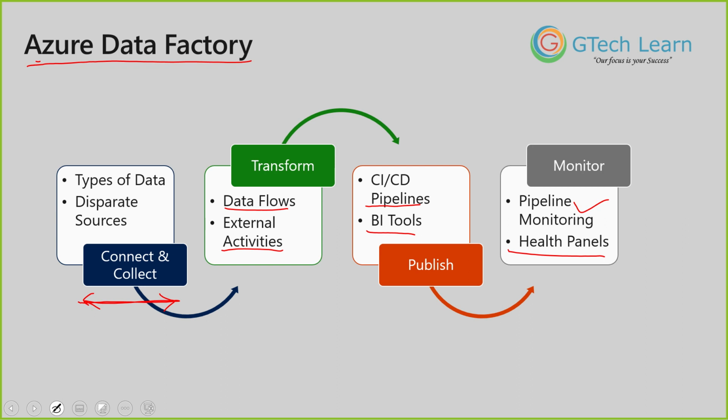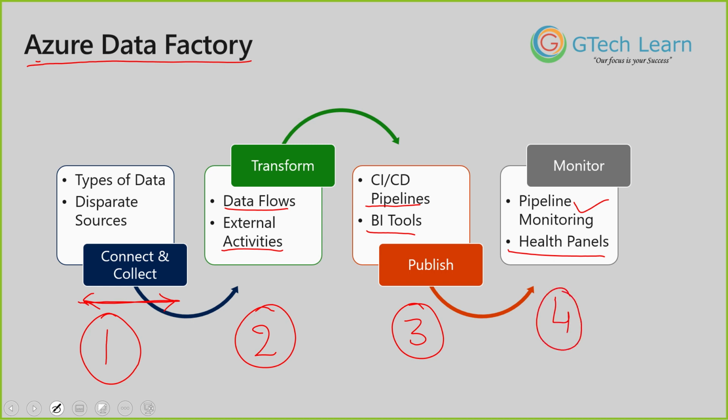So we talk about these major functionalities out there. Whenever we talk about introducing Azure Data Factory, we talk about it in a sequential manner. Number one, we connect and collect the data from various data sources. Then we do the transformation by introducing data flows, control flows, and some of the external activities. Then we talk about publishing of those changes, publishing my pipelines, and working with my BI tools. And finally, we start working on the monitoring segment, where we can have our health monitoring and our pipeline monitoring with Azure Data Factory.